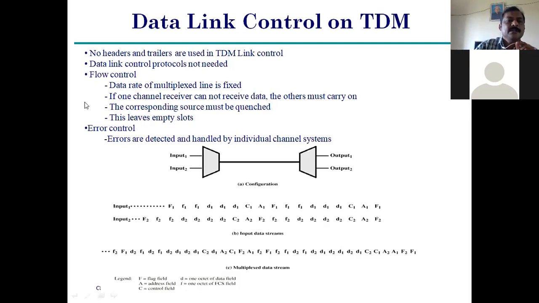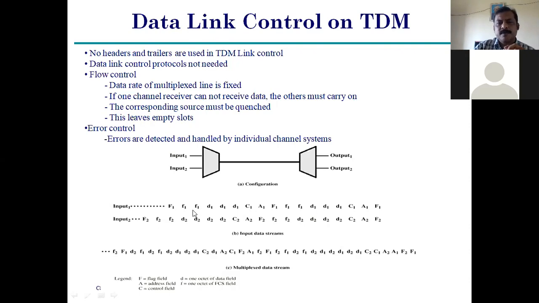Next, coming to data link control. Here there is a mux and a demux, right? In between the mux and demux there is a single communication path. That path is established using optical fiber or coaxial cable, whatever it is. Here there are many inputs, input 1 and input 2, right? This is the input 1 information.